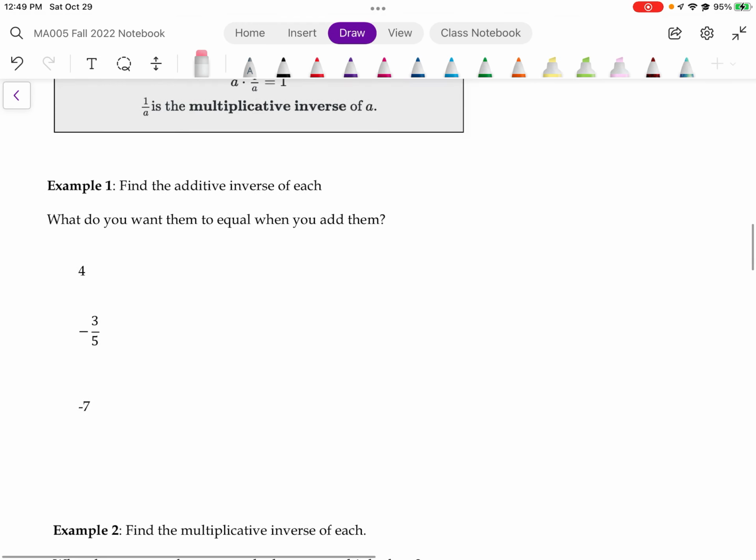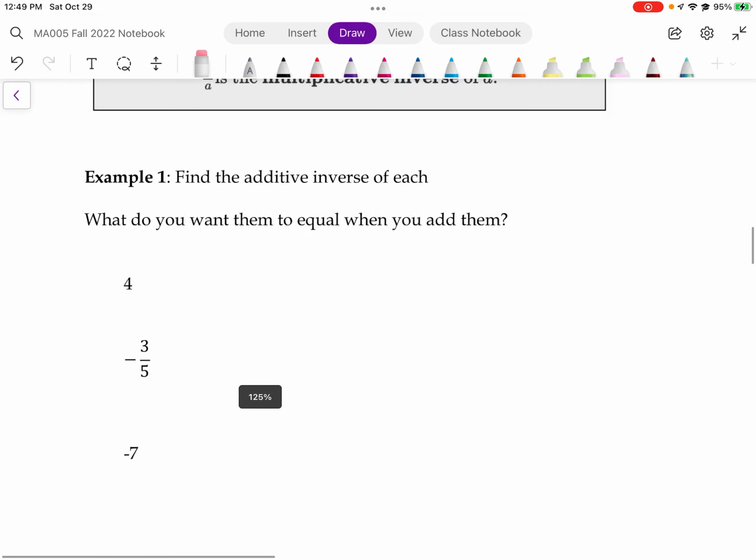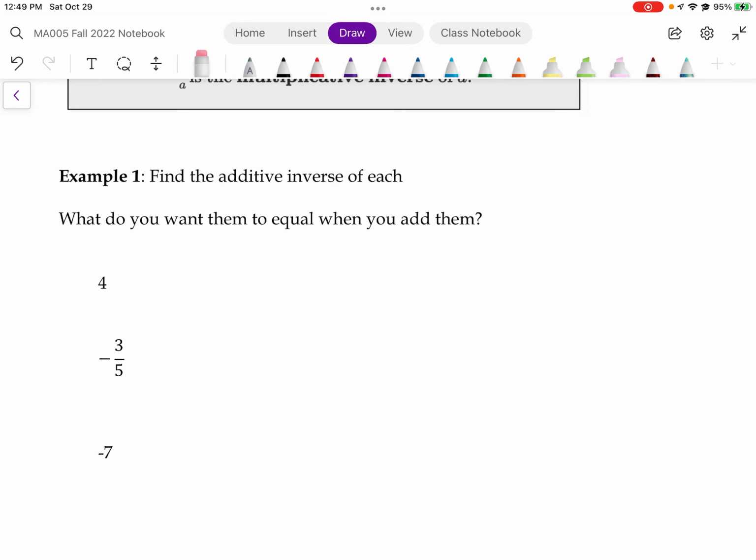Find the additive inverse of each of these. The additive inverse, remember, is just the opposite. What do we want them to equal when we add them? We're going to add to get 0. So what are we going to add to this to get 0? What are we going to add to this to get 0? What are we going to add to this to get 0? And that is going to be -4. And then you do the next two.